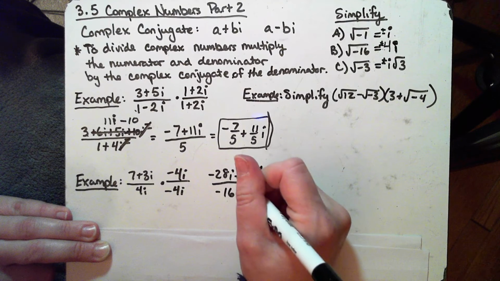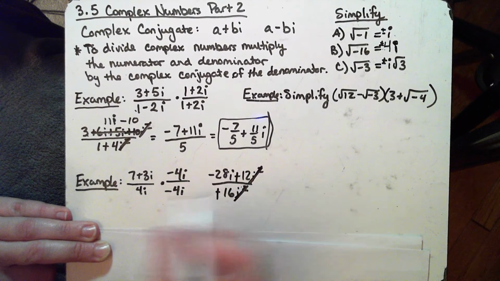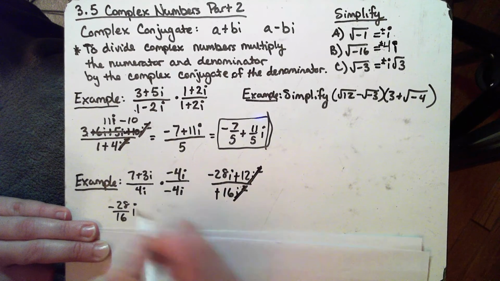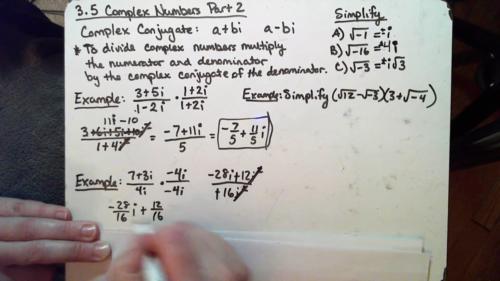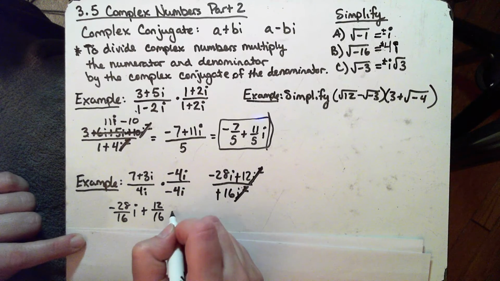Cross out the i squareds, change the sign in front. Okay, and you get -28 over 16i plus 12 over 16. Now this is written backwards. The i term should come last, and both of these can reduce.